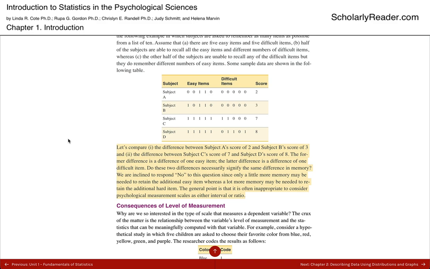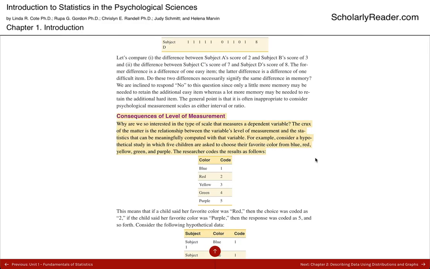We are inclined to respond no to this question since only a little more memory may be needed to retain the additional easy item, whereas a lot more memory may be needed to retain the additional hard item. The general point is that it is often inappropriate to consider psychological measurement scales as either interval or ratio.